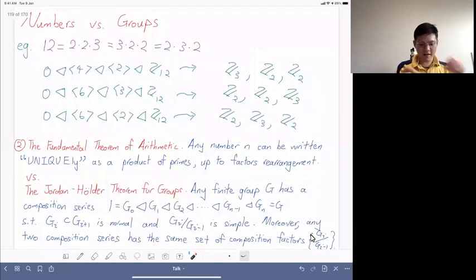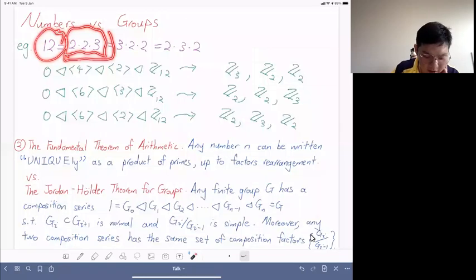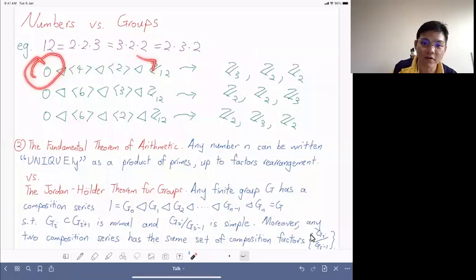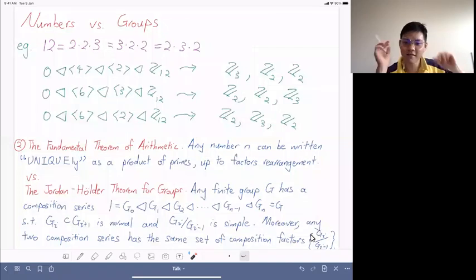For example, look at 12. You can write 12 as 2 times 2 times 3 or 3 times 2 times 2, regardless of the rearrangement. Similarly, you can look at a cyclic group of order 12. Why I write 0 here in terms of 1 here should be clear: the group of composition is 0 here, so 0 is the identity element. Okay, any question here? No? Okay, so far so good.